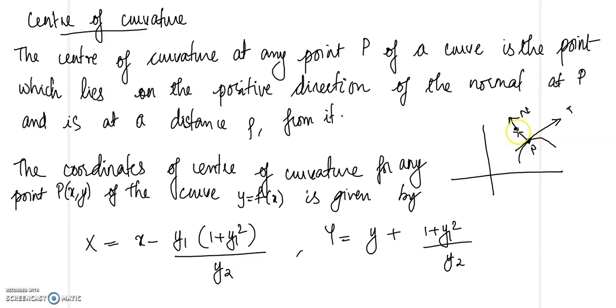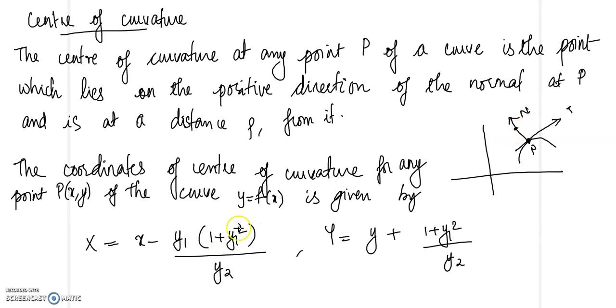From P, along the normal. Now rho is our radius of curvature. So from P along the normal, a point which is at a distance rho is called the center of curvature. So the center of curvature at any point P of a curve is a point which lies on the positive direction of the normal at P and is at a distance rho from it. That point is called the center of curvature.